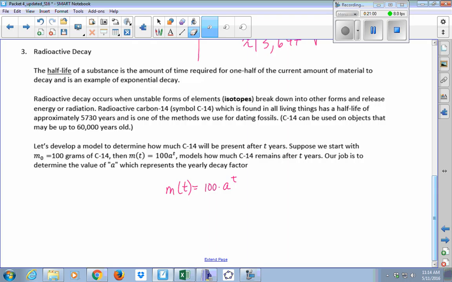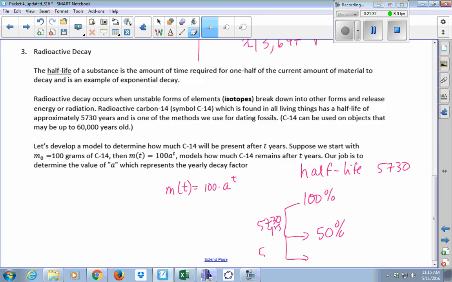Okay. So we know that after 5,730 years, which is the half-life of C14, a living thing has 100%, and after 5,730 years have gone by, it will have what percent? 50. And then after another 5,730 years, it will have what percent? 25%, so on and so forth. Okay, so that's how half-lives work.